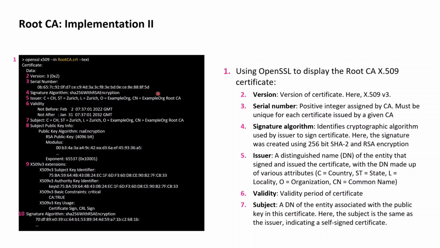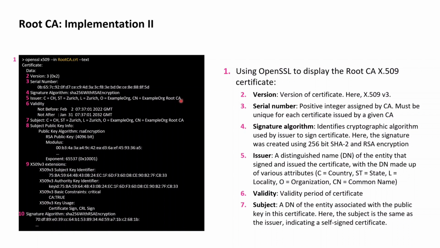Field 5 in the certificate then defines the issuer of the certificate. The issuer is defined via a distinguished name, which is composed of various attributes such as a country indicator, a state indicator, a location indicator, an organization indicator, and last, a common name. Here, the values I specified before can be recognized, and we can see that the certificate is for a root CA with name example.org root CA that lives in the example.org organization operating in Zurich, Switzerland.